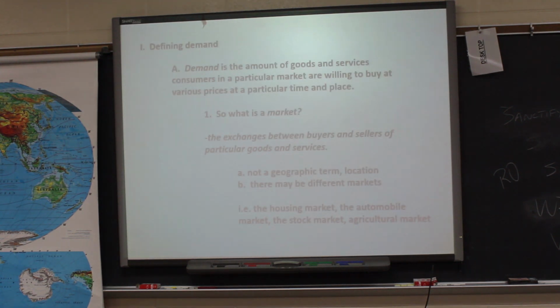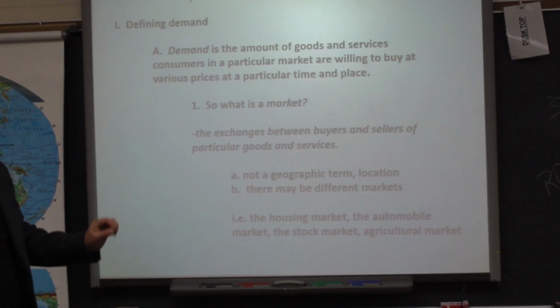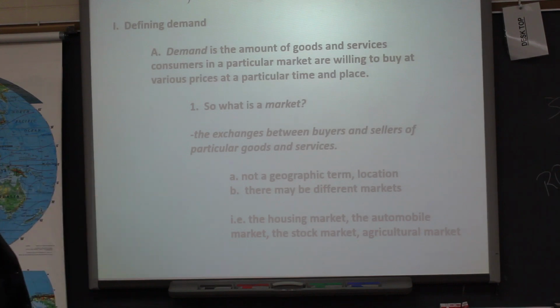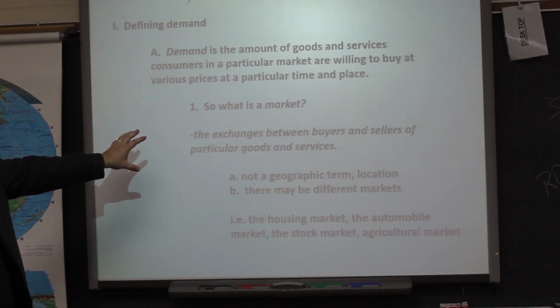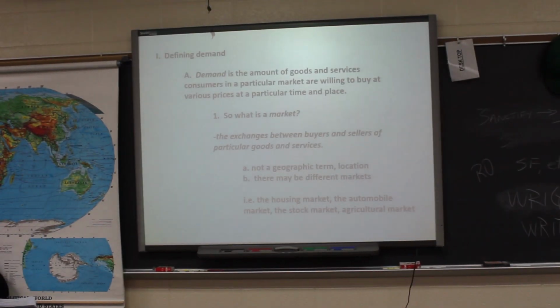Now, demand, here we go. Demand is the amount of goods and services consumers, people who are on our circular flow, households, in a particular market are willing to buy at various prices at a particular time and place. As we said, the market is the exchange of all the buyers and sellers of a particular good or service. It's not geographic.